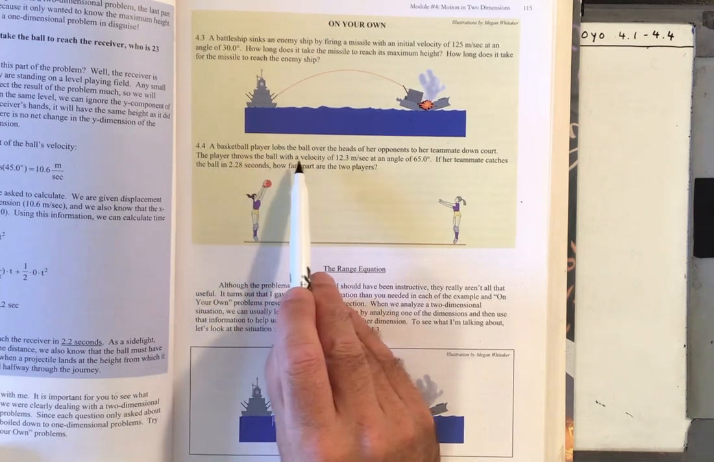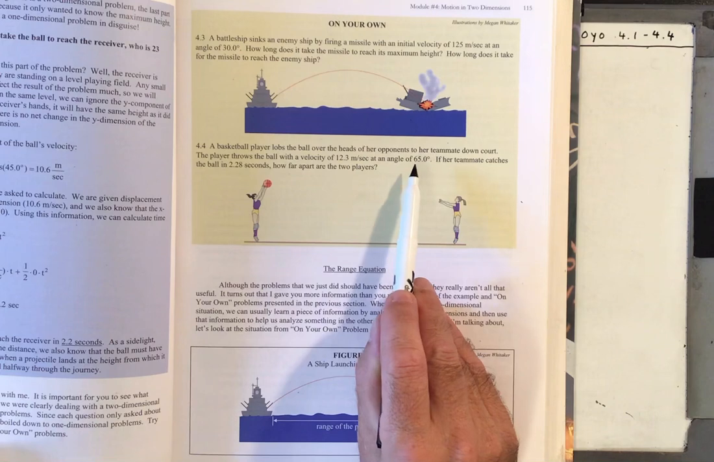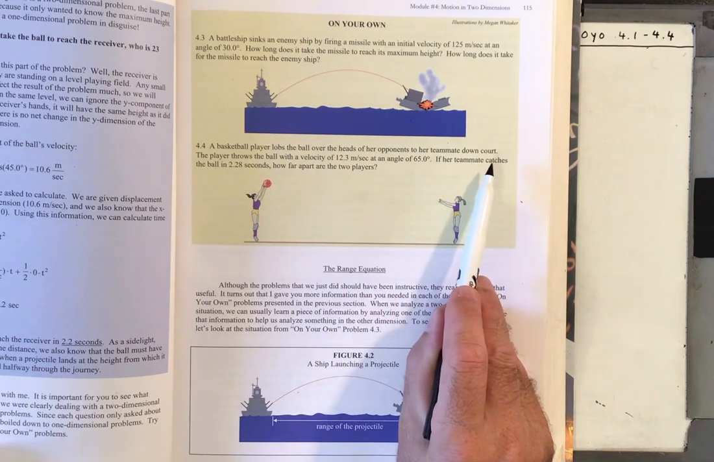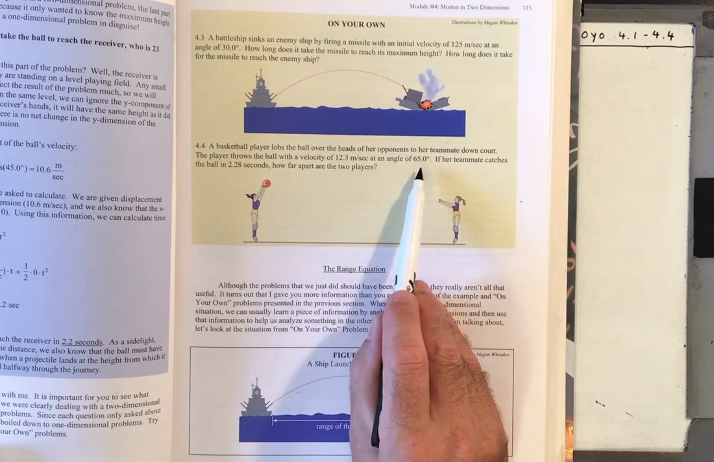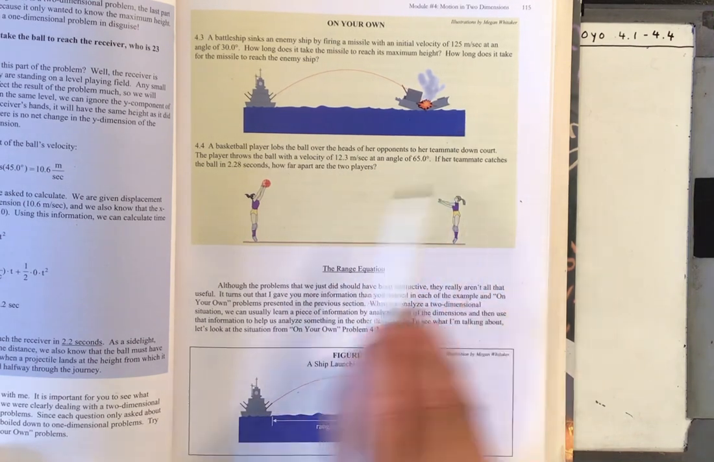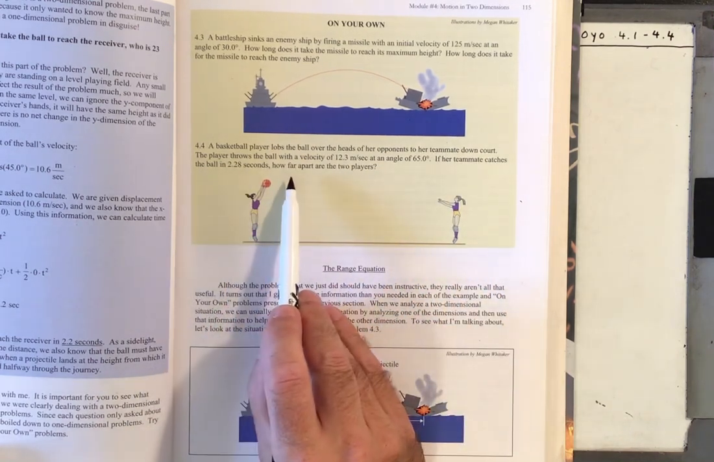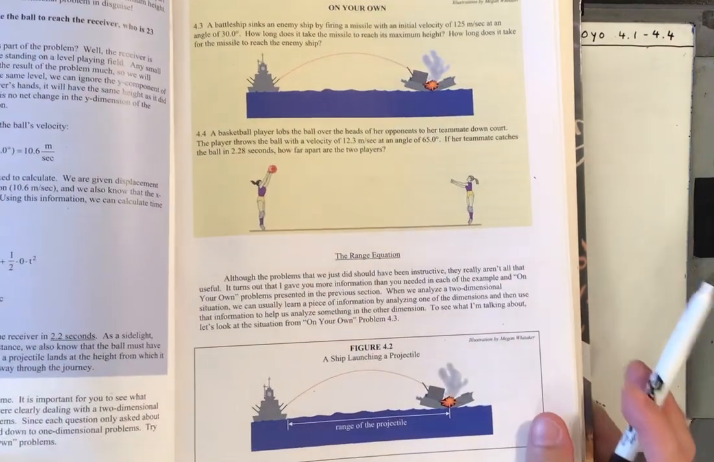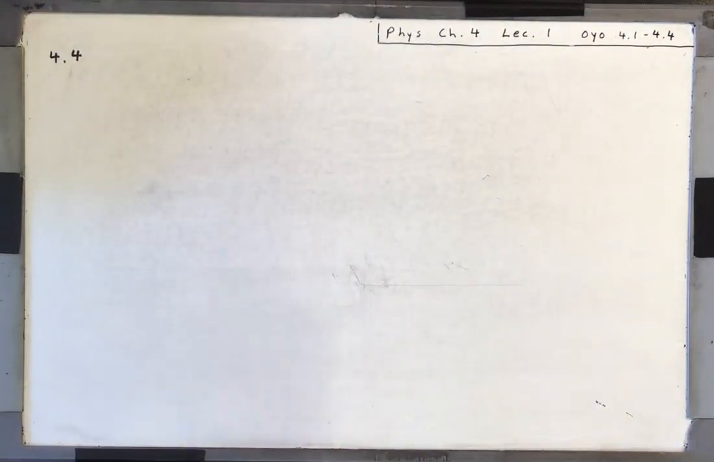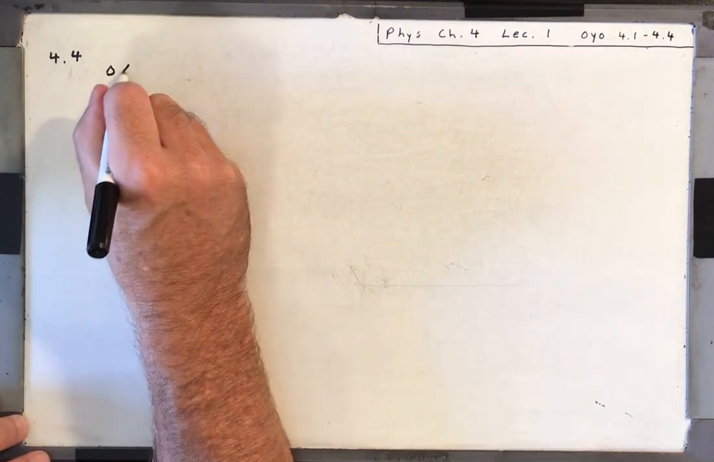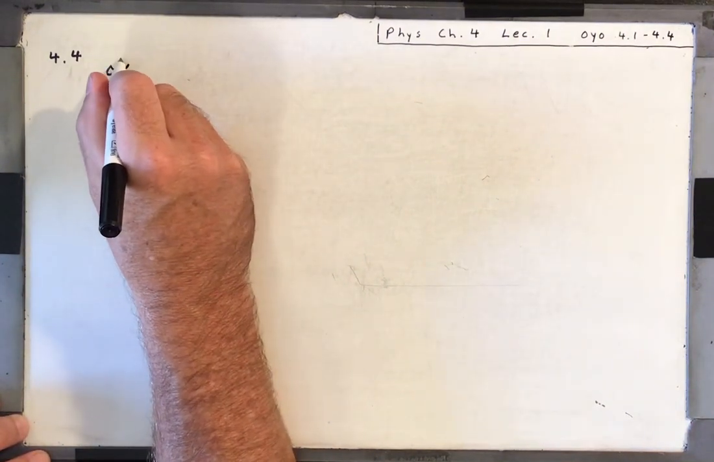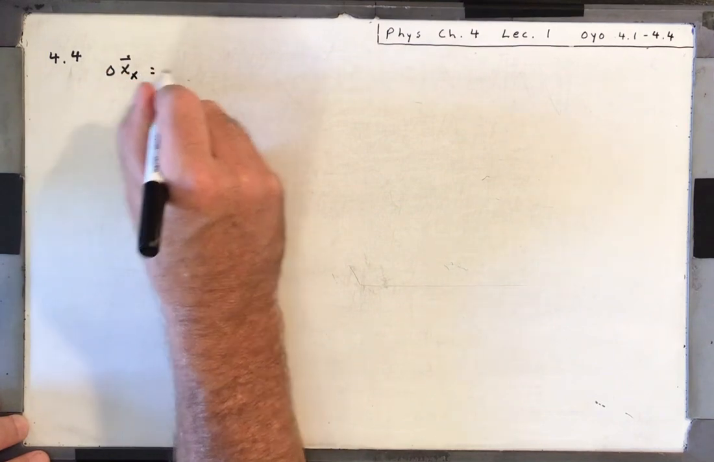So a basketball player lobs a ball over the heads of her opponents to her teammate down court. The player throws the ball at a velocity of 12.3 meters a second at an angle of 65 degrees. If her teammate catches the ball in 2.28 seconds, how far apart are the two players? Okay, so how far apart? What do we want to know? What we want to know is delta x in the x direction.